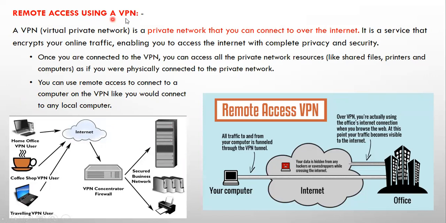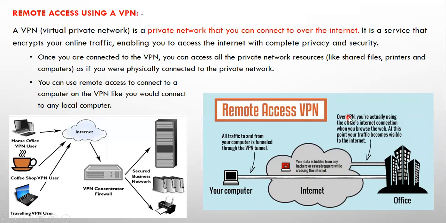Now, remote access using a virtual private network. We're going to discuss how access occurs to a private network. The VPN is a private network that you can connect to over the internet. If you're accessing the office through a virtual private network, then your access is secure. All traffic to and from your computer is funneled through a virtual private tunnel. The data is hidden from any hackers or eavesdroppers while crossing the internet. So a virtual private network prevents hacking or eavesdropping.